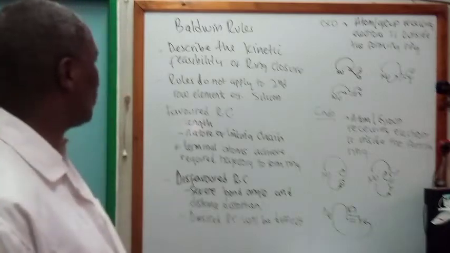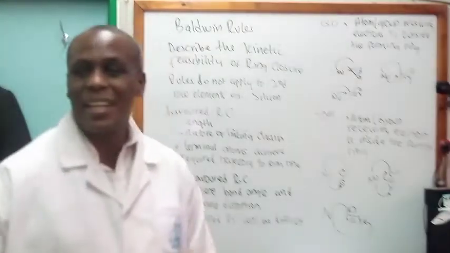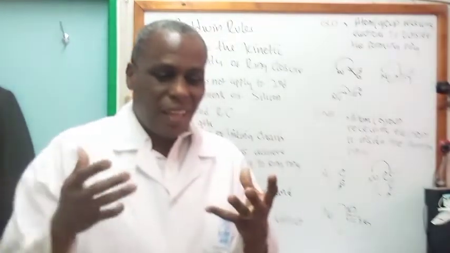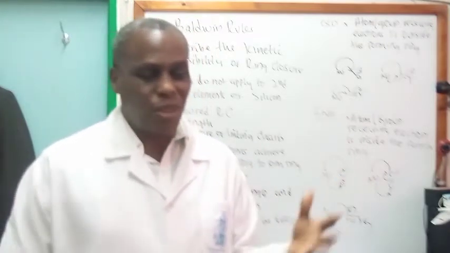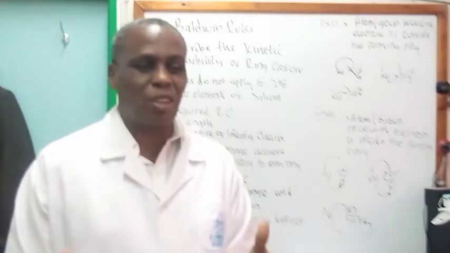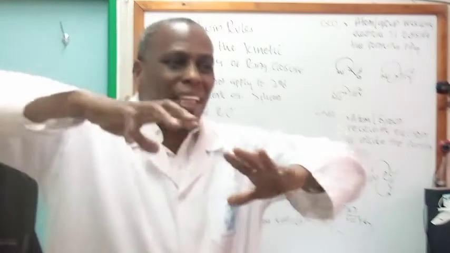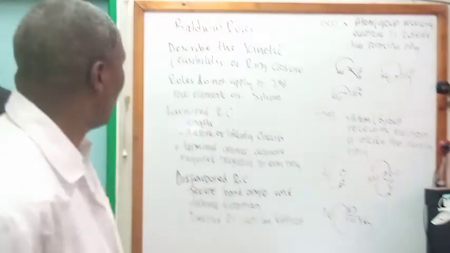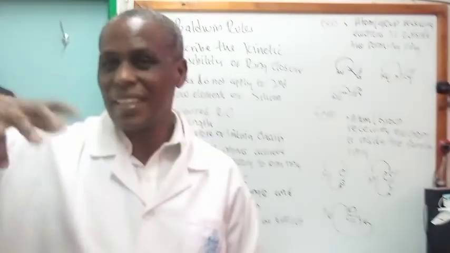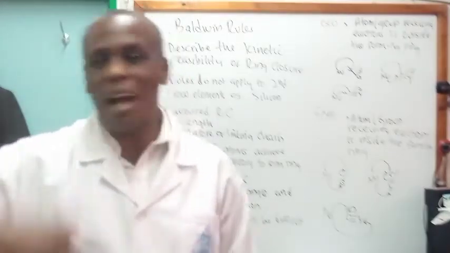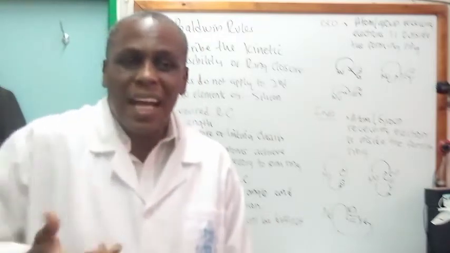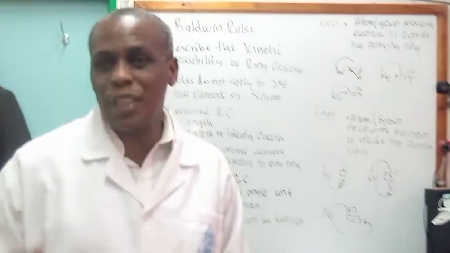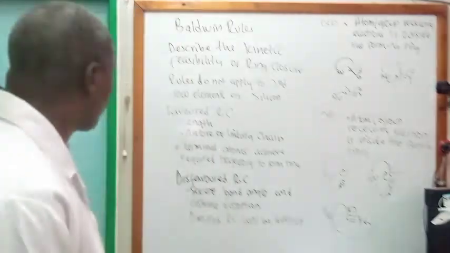So these are rules which describe, there's the thermodynamic, in which you're talking about the most stable, but in this case you're talking about how quickly, the kinetic feasibility of ring closure. Kinetic means how fast, as opposed to thermodynamic, where you're talking about the formation of the most stable.